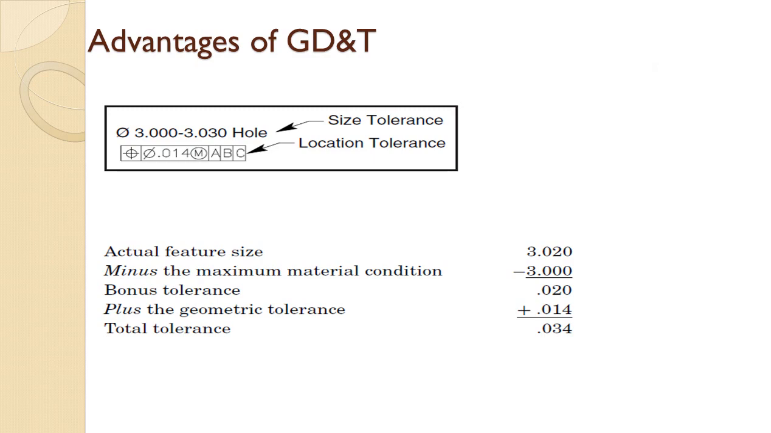When the feature of size departs from the specified material condition, we get additional tolerance, that is called bonus tolerance. The least material condition size dimension of the hole is 3.030. Let's assume the actual hole size is 3.030 inch diameter. Then our bonus tolerance will be 0.030 plus the geometric tolerance of 0.014. So we will get a total tolerance of 0.044.